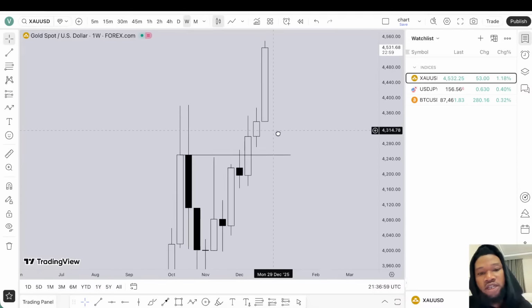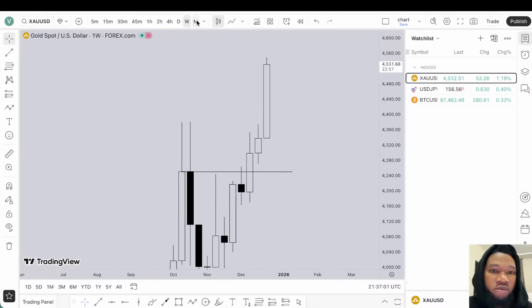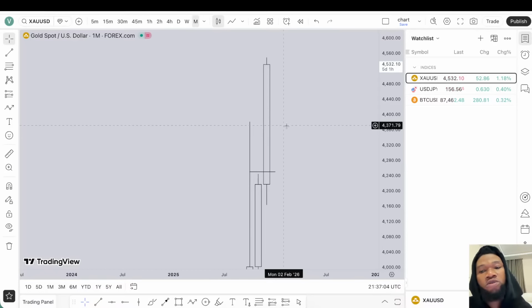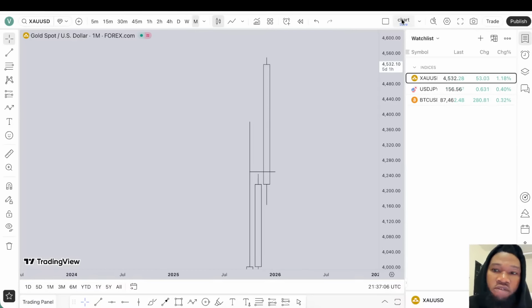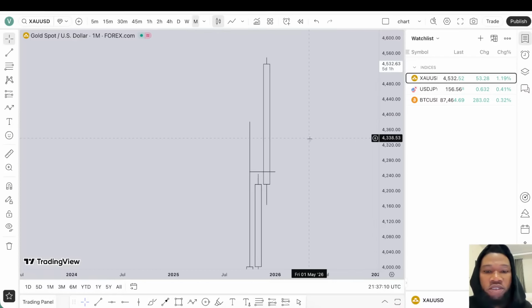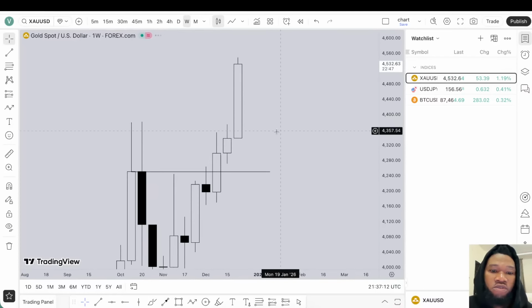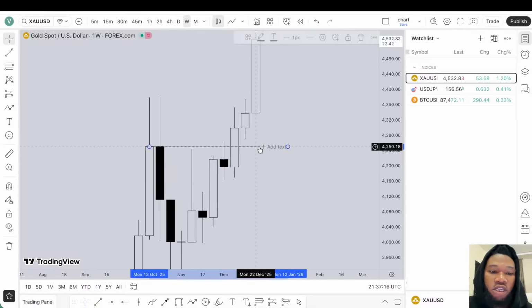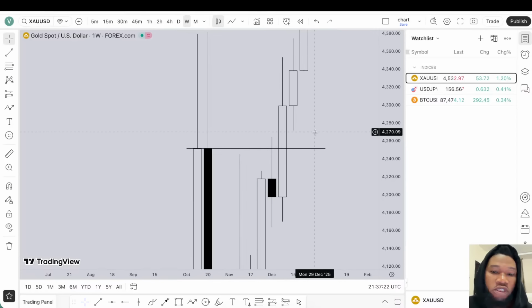Alright, so we started with weekly. We've checked monthly on gold. I'm going to do gold, then we'll go to BTC, then from there we go to synthetic. Starting with monthly is bullish, weekly is bullish. If you've not watched my video on market direction, go and watch it, because if you don't understand market direction, there's no way you're going to understand anything we are doing here.